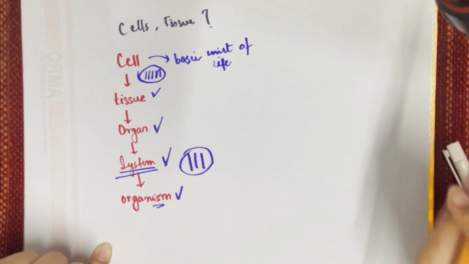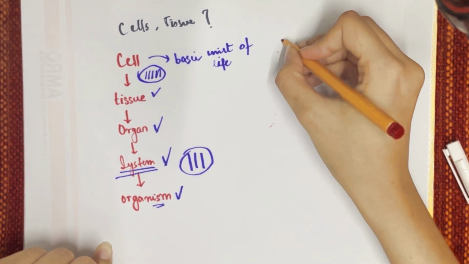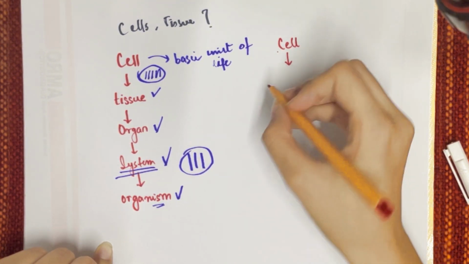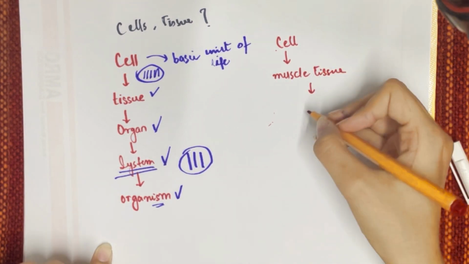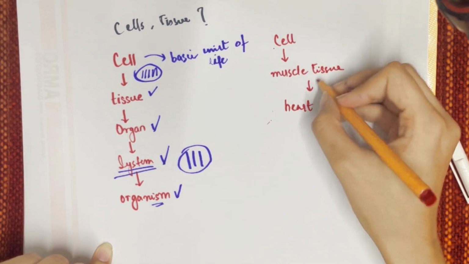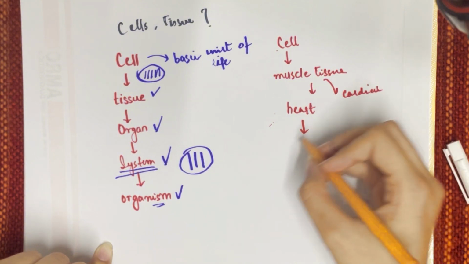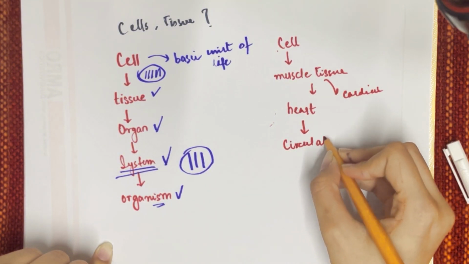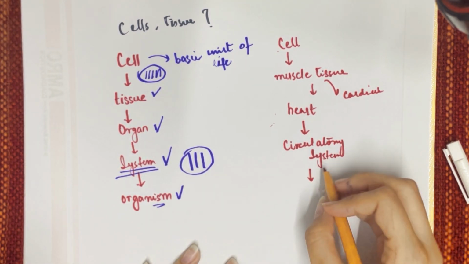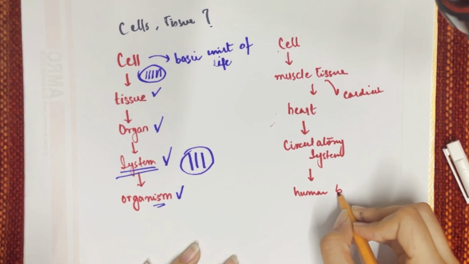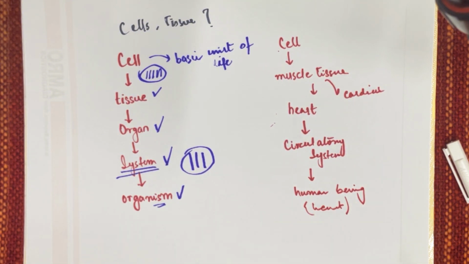Another example that can help us understand better is this: the cell begins as a muscle tissue. From the muscle tissue, what originates is the heart. Let's say these muscle tissues are cardiac muscle tissues, and they develop into a heart. The heart develops into a system, and the system of the heart is known as the circulatory system. The circulatory system in turn forms a human being.